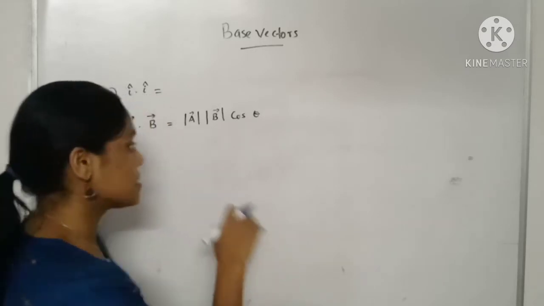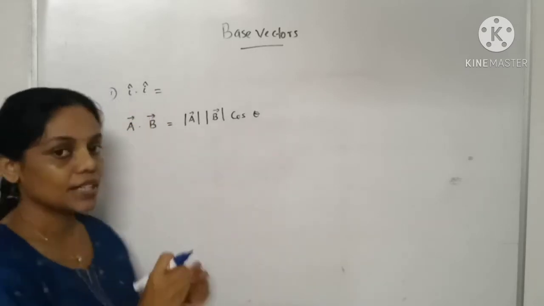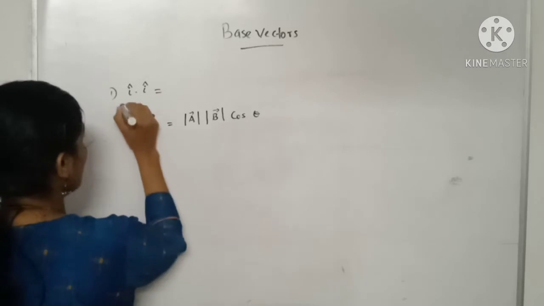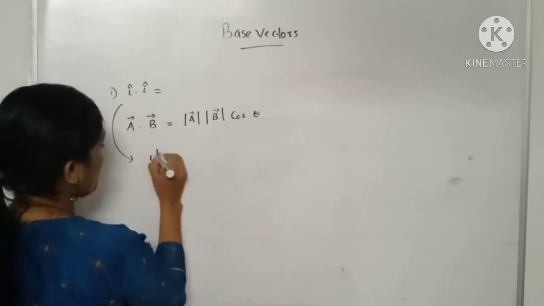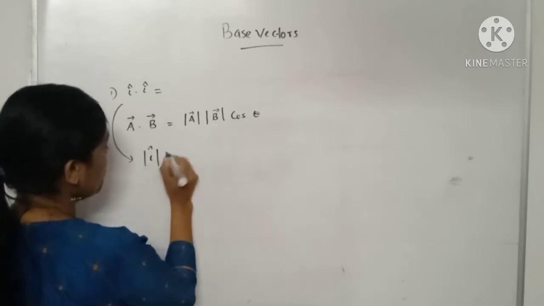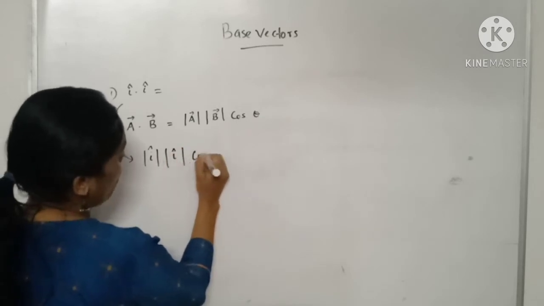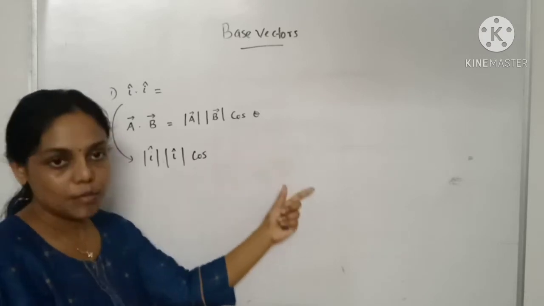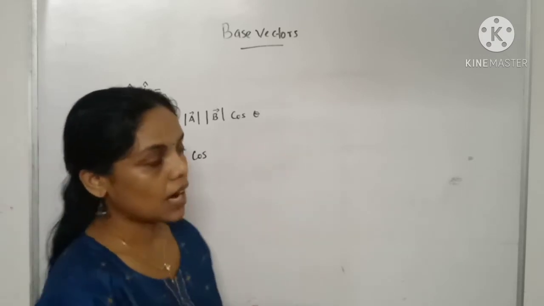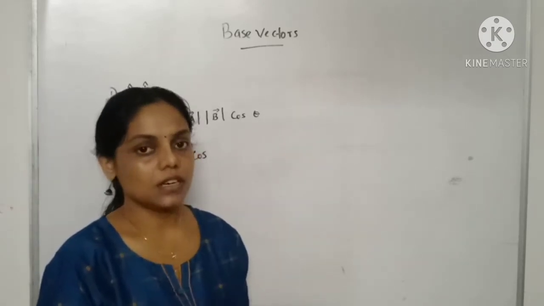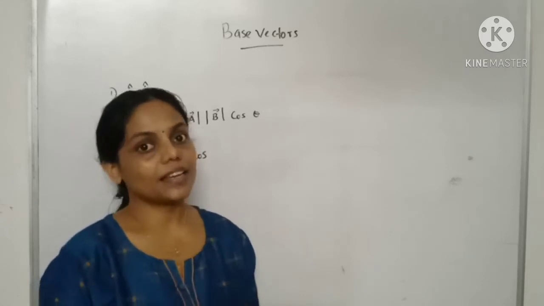Likewise, let us calculate what is i dot i. i dot i is modulus of i cap into modulus of i cap into cos of the angle between the i vector and the i unit vector. The angle between i and i is equal to 0.